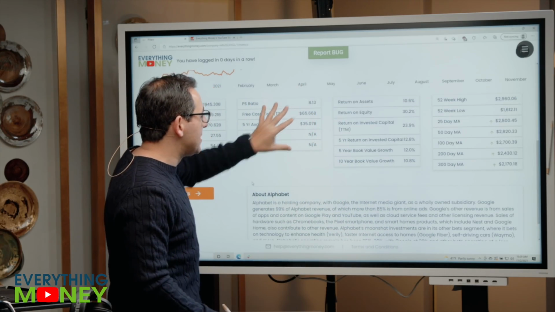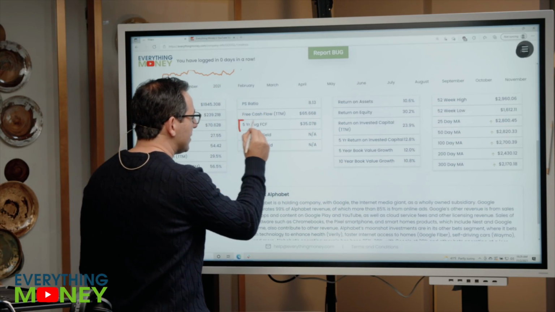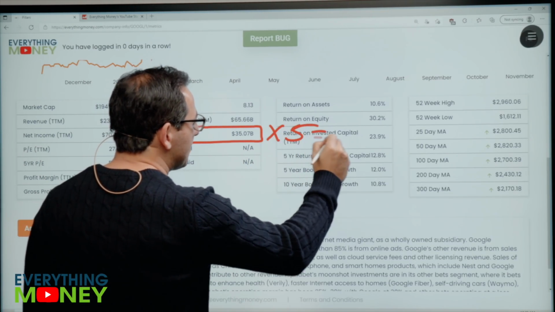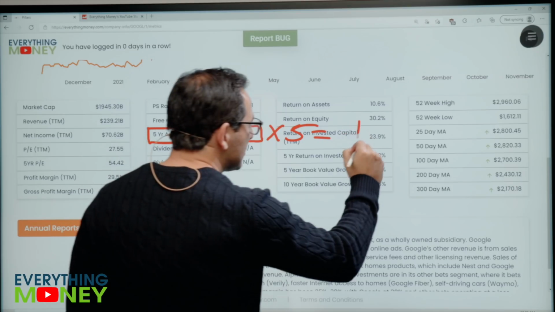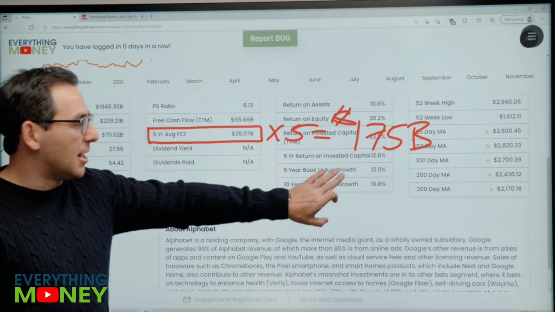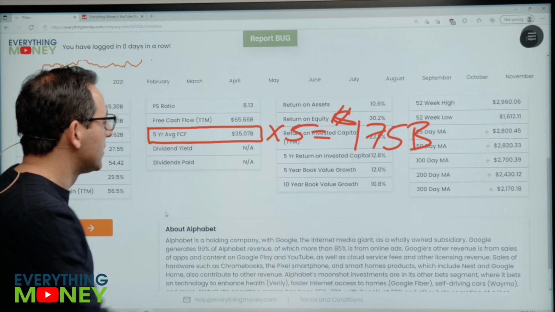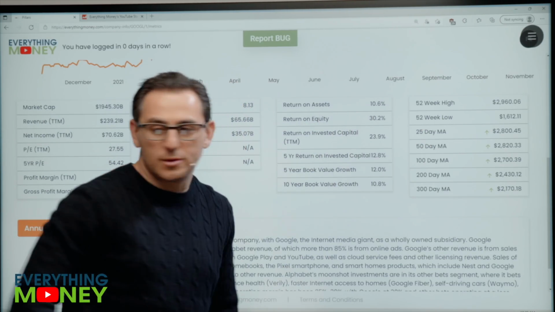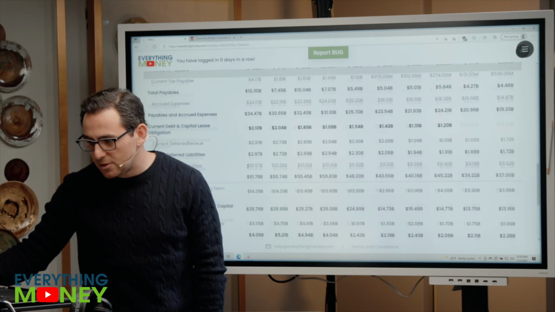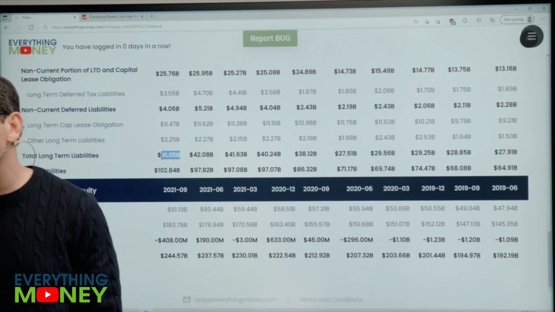So we go back to our main page of our software. We look at our 5-year average free cash flow, 35 billion. I multiply that by a simple number, 5, $175 billion. We want the total long-term liabilities of the company to be under 175 billion. So we scroll to the top, go to the balance sheet, scroll to the bottom, total long-term liabilities, $41 billion.